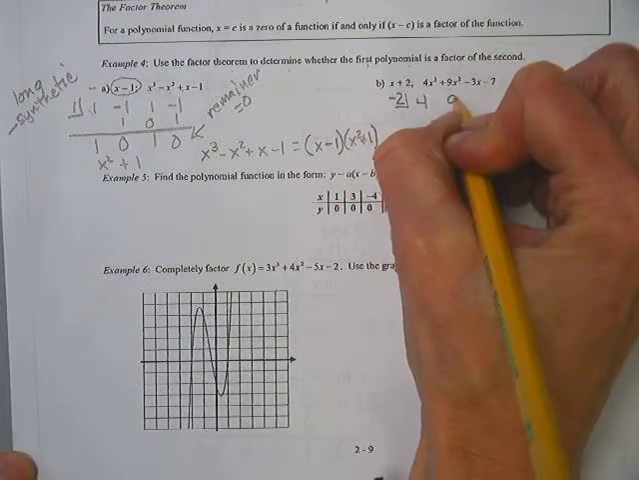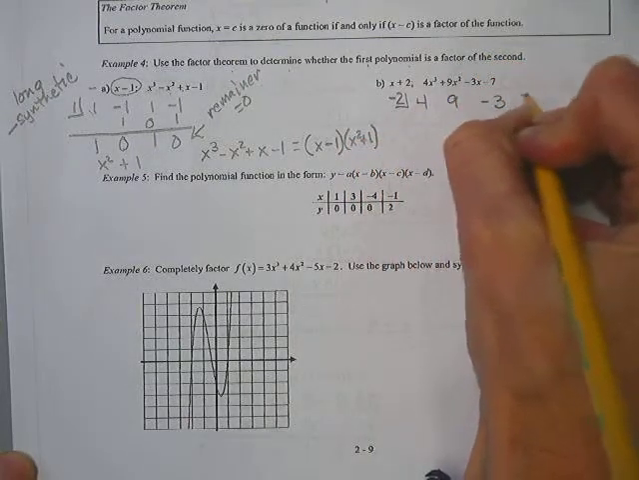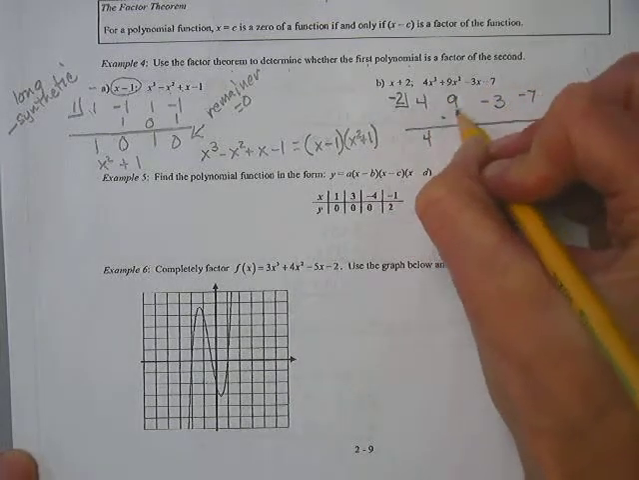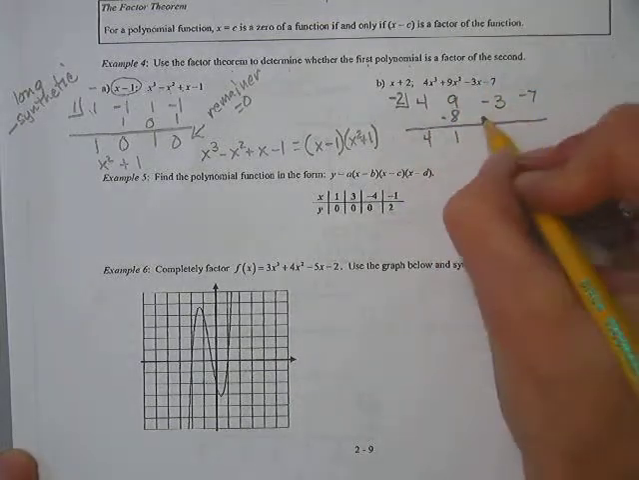Then you put in there 4, 9. 4, 9, 37. Negative 3, negative 7. That doesn't matter.